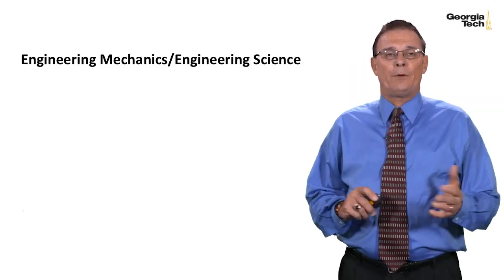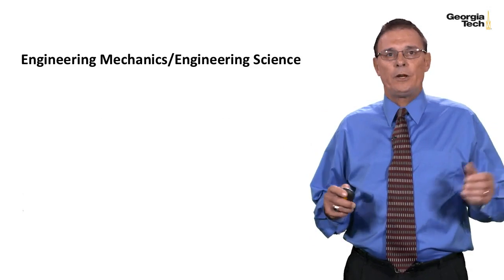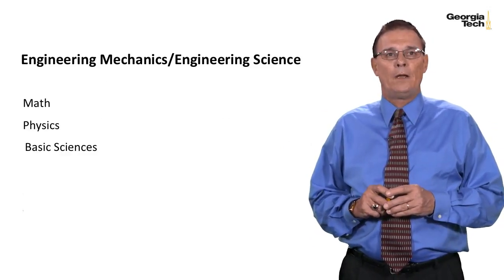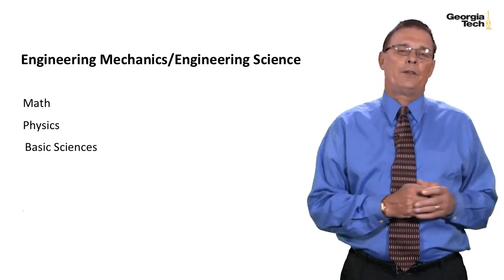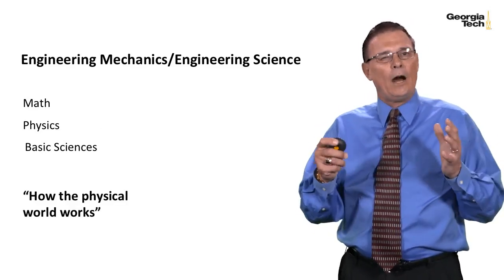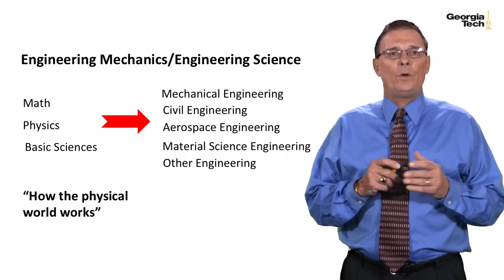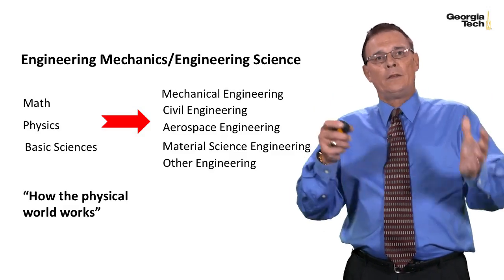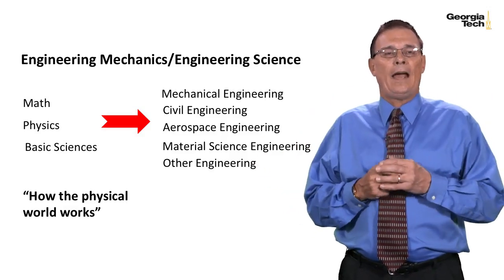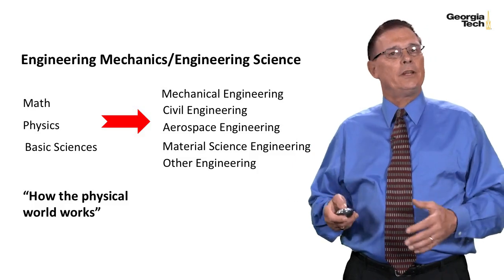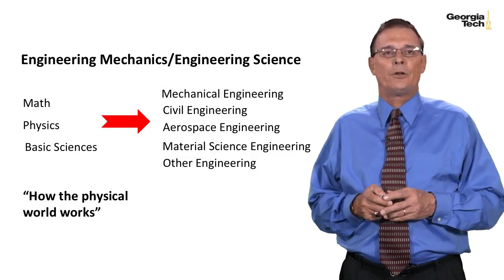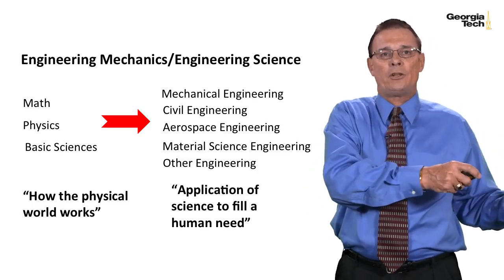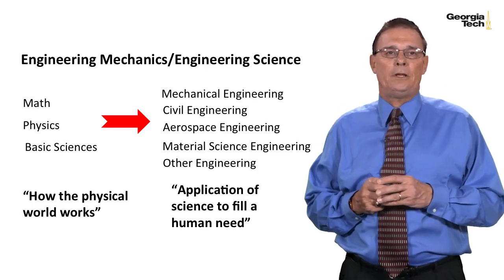So let's begin by reminding ourselves what engineering mechanics or engineering science is. And I've talked about this before. We start with math, physics, and basic science, or how the physical world works, and then the engineering mechanics, engineering science coursework takes us and bridges us to applications in engineering, mechanical engineering, civil engineering, perhaps aerospace or material science engineering, or any engineering discipline field. And so that's an application of the science to fulfill a human need.